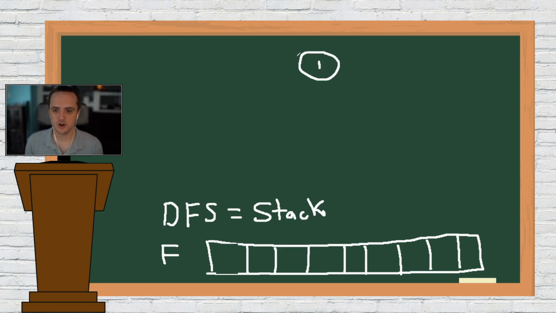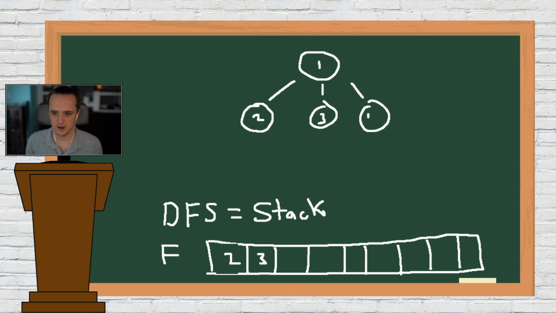Okay, so I've chosen this first one now to expand. So what I'm going to do is I'm going to expand. I need to change the color. So I'm expanding it here. Okay, so I generate node 2, I push it onto the stack, right? I generate node 3, I push it onto the stack. I generate node 4, I push it onto the stack, okay?